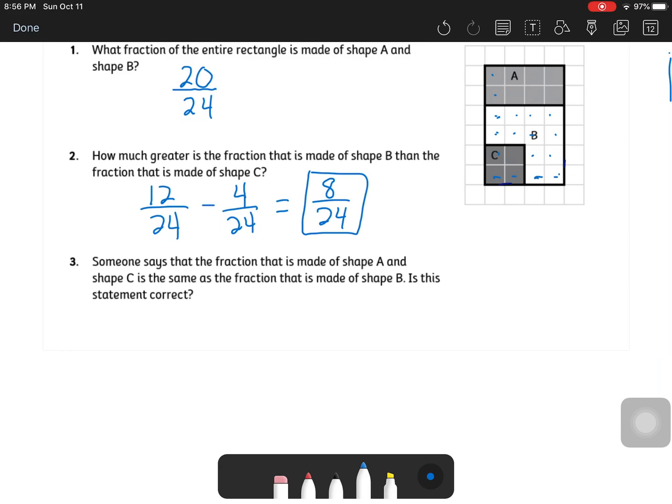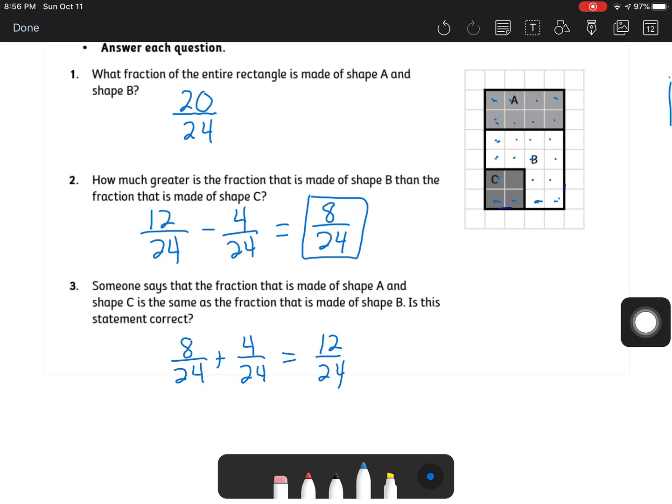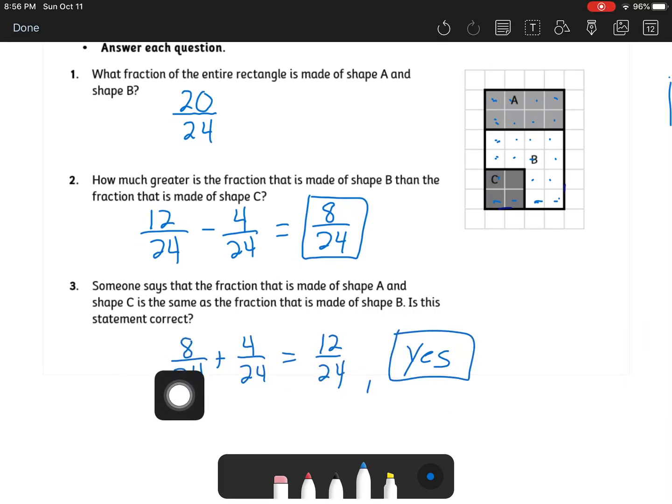All right. Someone says the fraction that is made up of shape A and shape C is the same as the fraction that is made up of shape B. Is this statement correct? Okay, well, let's count it out. So 1, 2, 3, 4, 5, 6, 7, 8. A is 8 out of 24. And we know C is 4 out of 24. So if we add those, we get 12 out of 24, which is the same as what we said B was when we counted that. So the answer to that is yes. Is this statement correct? Yes, it's correct. When I add A and C together right here, I get 12/24. That's the same thing that we had for B right here. So yes.